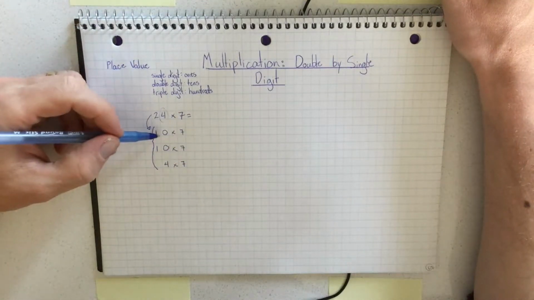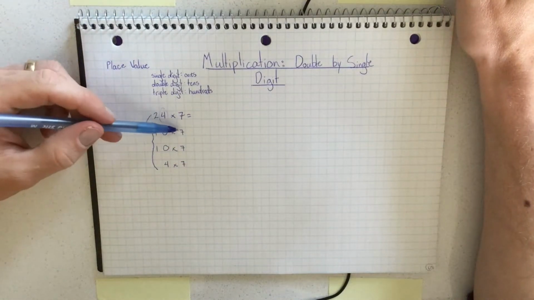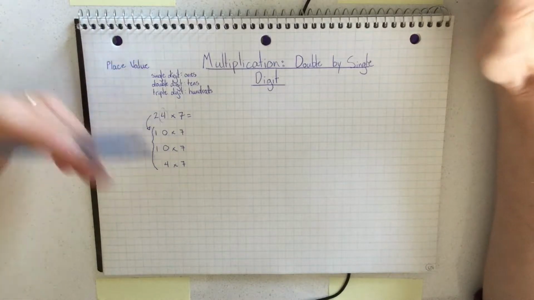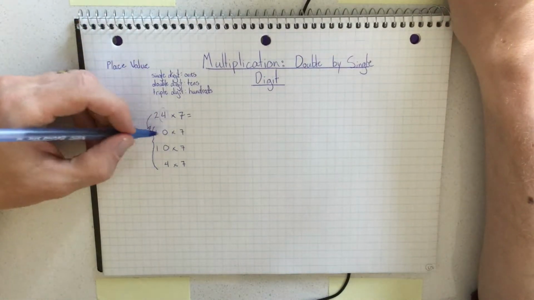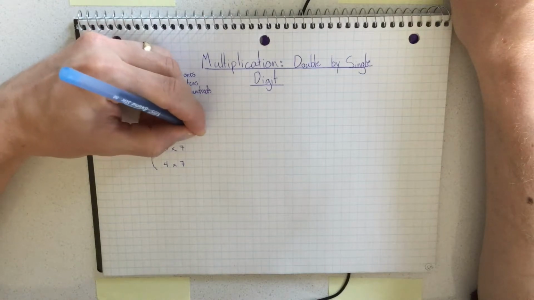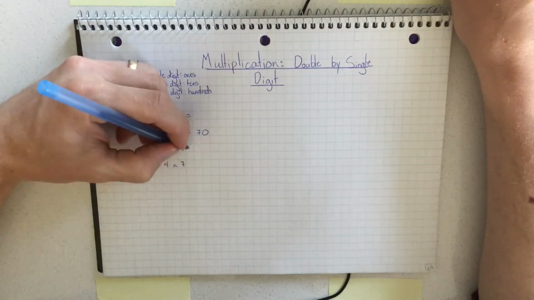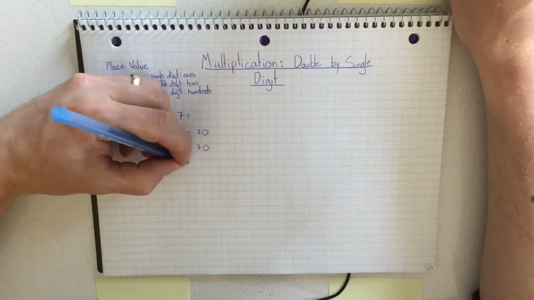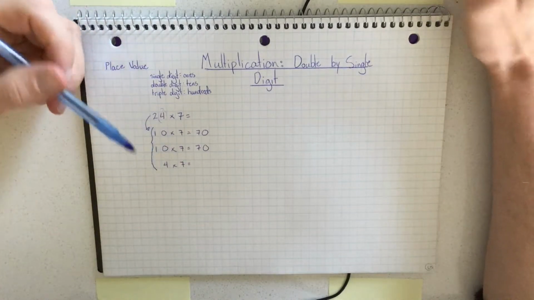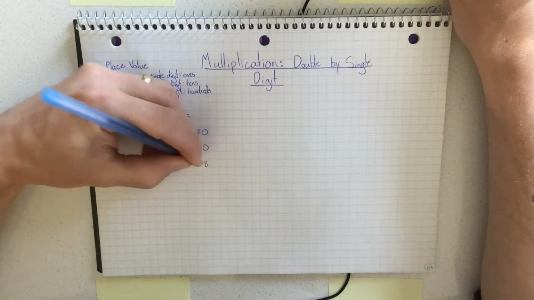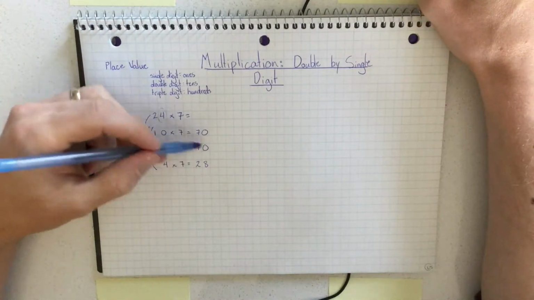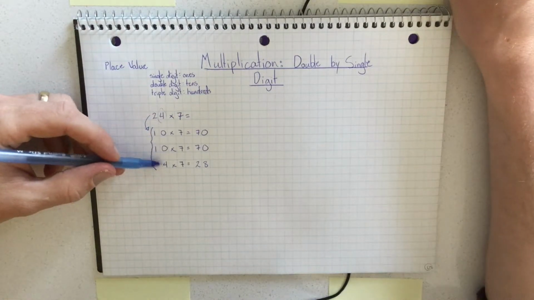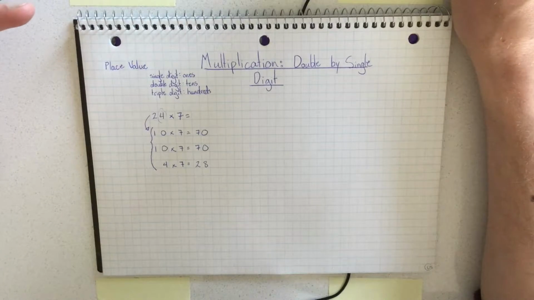I know anything multiplied by 10 increases the place value of the other factor by a factor of 10. So 7 multiplied by 10 equals 70. That helps me immediately with my second operation. 10 multiplied by 7 equals 70. And I know that 4 multiplied by 7 equals 28. So now that we have these three products, remember, we're not stopping here because we're not trying to find 10 multiplied by 7 or 4 multiplied by 7. We're trying to find 24 multiplied by 7.